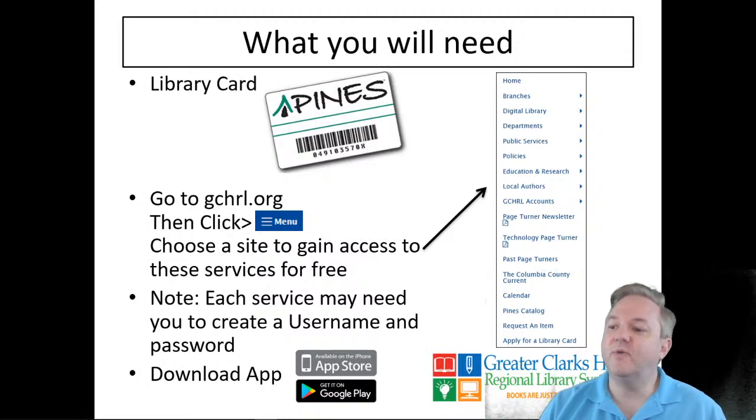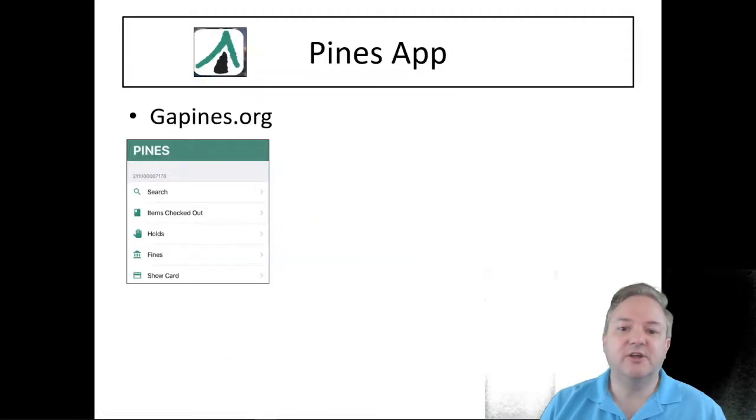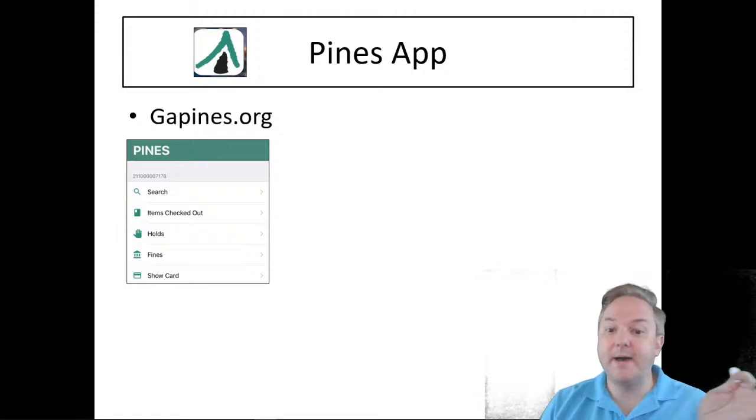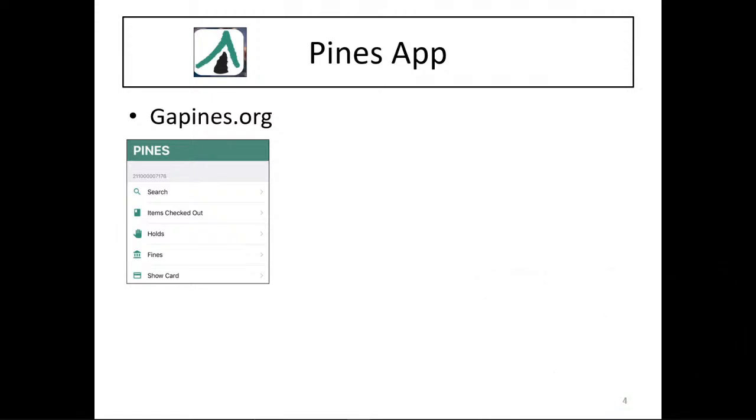So one of the things is, let's start talking about our Pines app. So I'll disappear. Bye-bye. So we're talking about our Pines app a little bit. If you do have the Pines app, it's a great thing to use. You can access all of this by going to gapines.org, okay? But the Pines app has everything kind of listed. It's easy, it's quick, and it keeps you logged in as well. I will tell you this, one issue I've had with the Pines app is having to re-put in my library card number instead of just using my username with the main website. But just realize if one doesn't work, try the other, okay?